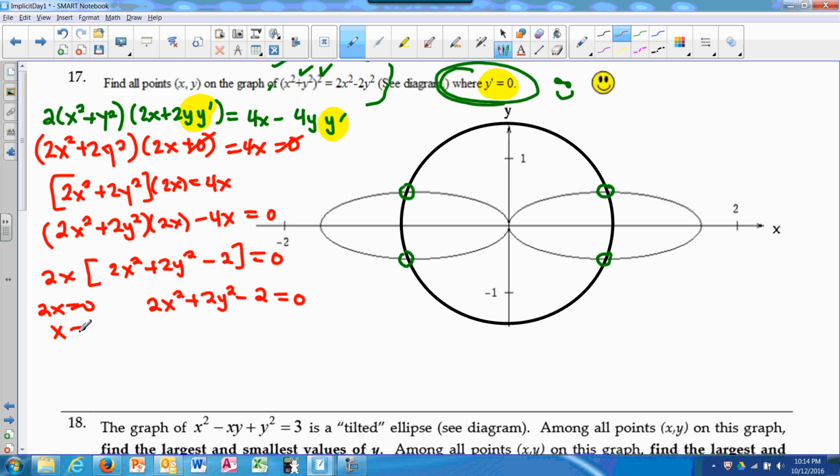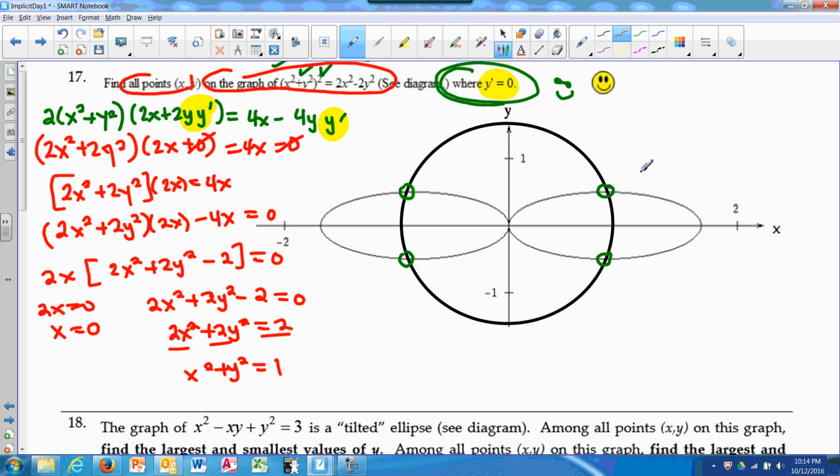X equal to 0, or 2x squared plus 2y squared equals 2. I divide every single term by 2, I get x squared plus y squared has to equal 1. Now, if x squared plus y squared equals 1, or x equals 0, we need to find all points on this curve.